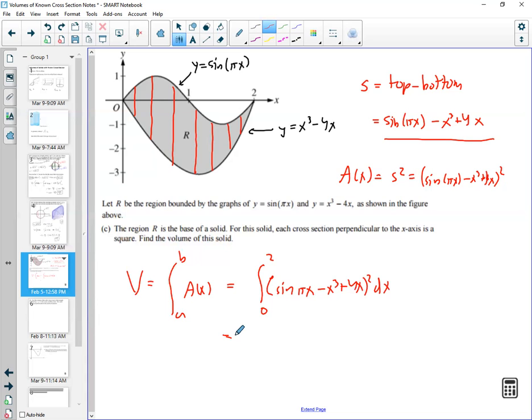So let me put this in my calculator. Sine of pi x minus x cubed plus 4x squared dx. I get 9.978-ish. 9.978. So that's one that, like I said, they put on the AP test, so it's a reasonable question, I think.